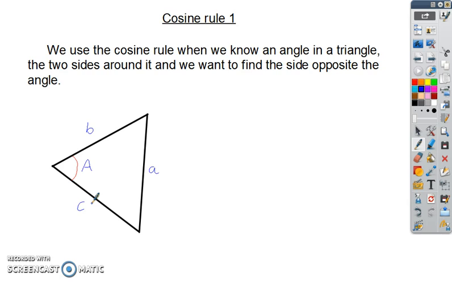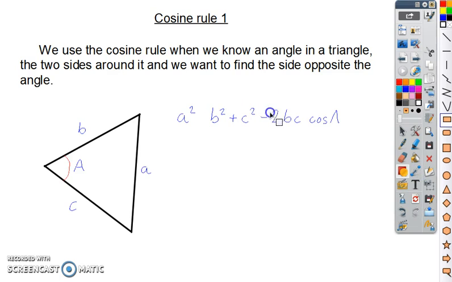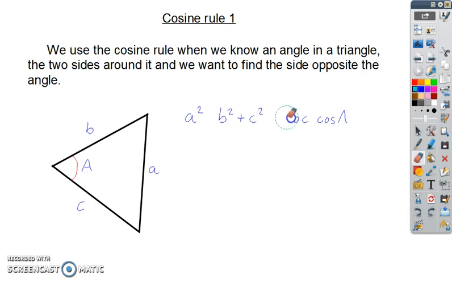Now then, the cosine rule formula is quite large and it will look familiar. A squared equals B squared plus C squared minus 2BC cos big A. Now then, if you think that looks like Pythagoras, it does for a very good reason. If we set the angle at 90, cos of 90 is 0, and all of a sudden if we put that in, the last part of our expression will disappear.